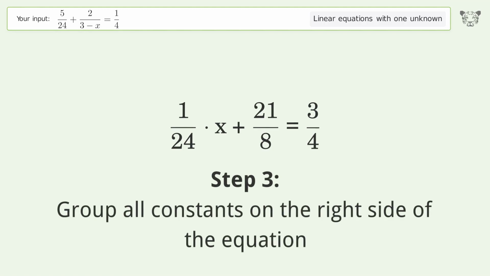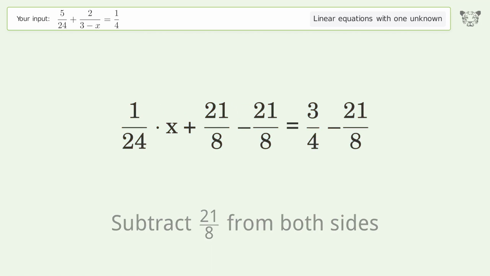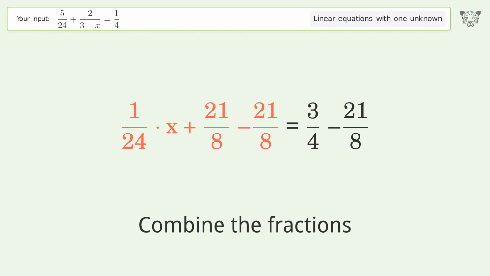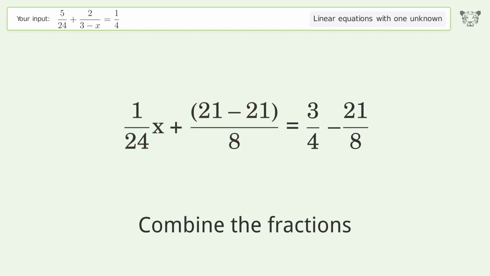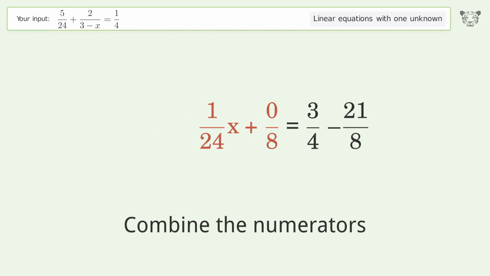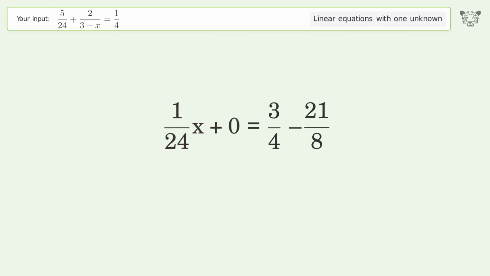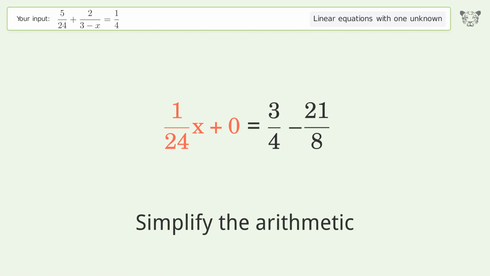Group all constants on the right side of the equation. Subtract 21/8 from both sides. Combine the fractions. Combine the numerators. Reduce the zero numerator. Simplify the arithmetic.